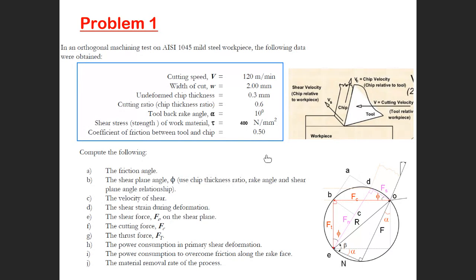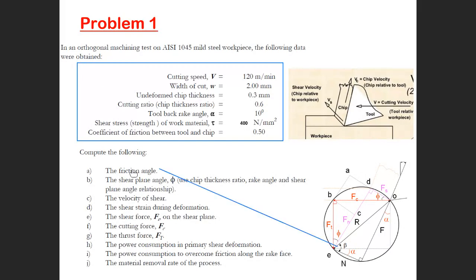And he is asking some questions here. Can you see that? Compute the following: A, B, C, D until the end. First question is, what is the friction angle? Friction angle is beta. So tan beta equal to F divided by N. This is the first question.